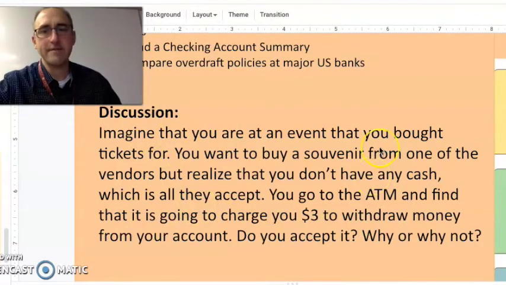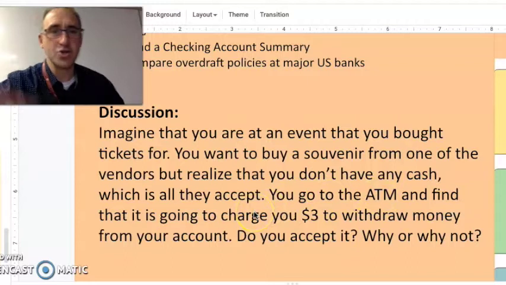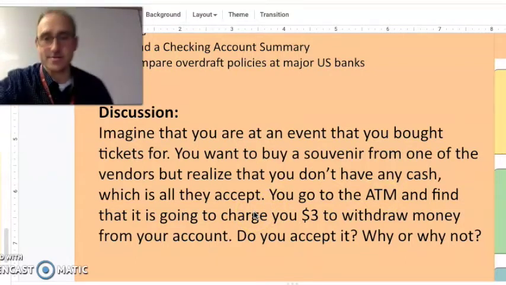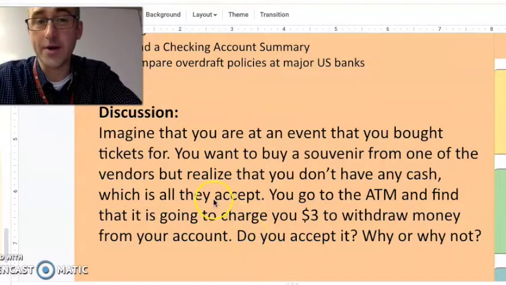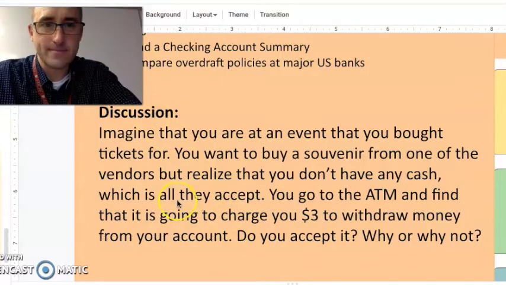Imagine you are at an event that you bought tickets for. You want to buy a souvenir from one of the vendors, but realize that you don't have any cash. They only accept cash. So you go over to an ATM and find out that they are going to charge you $3 for making a withdrawal. Do you accept it? Why or why not? Is the souvenir worth the extra $3?